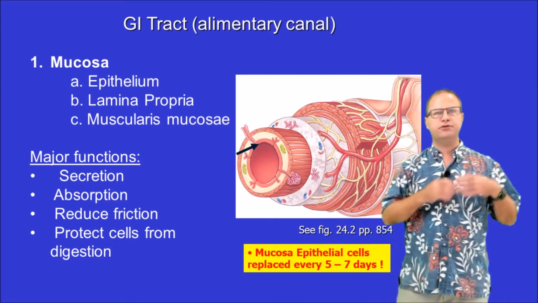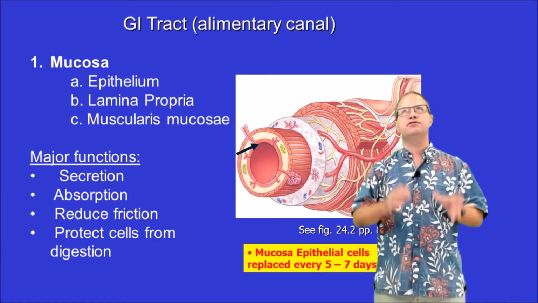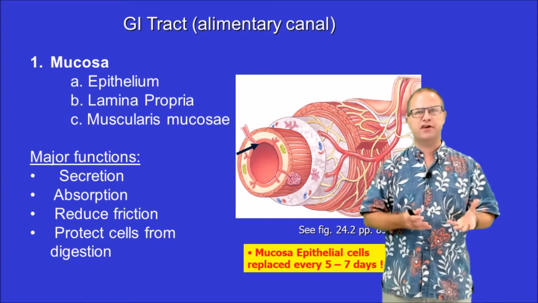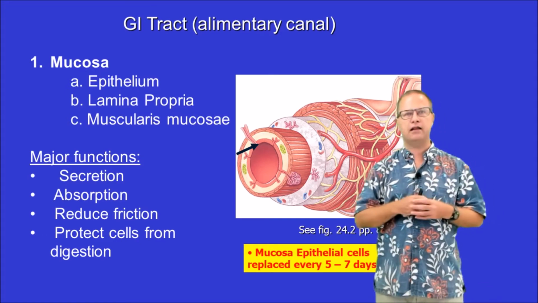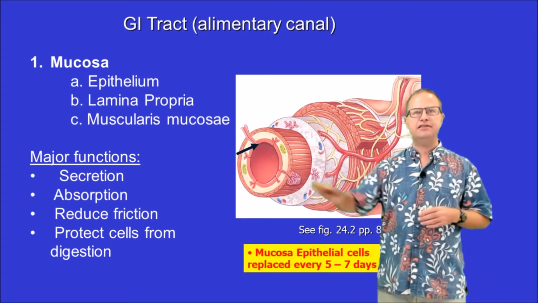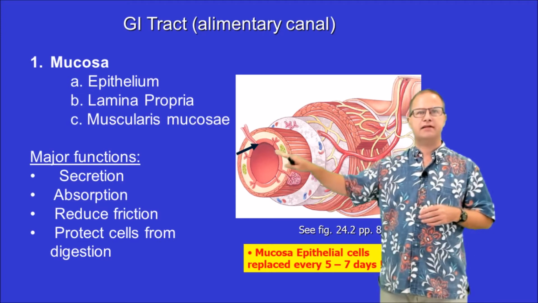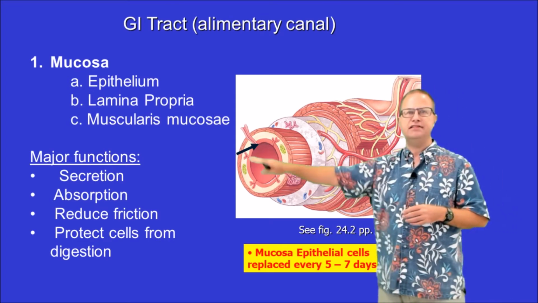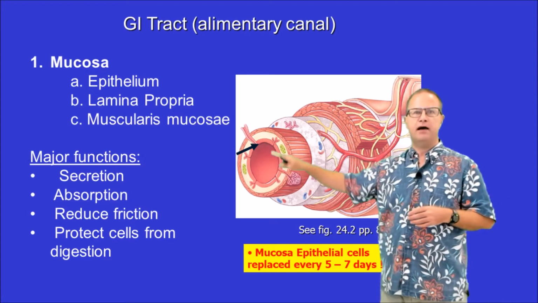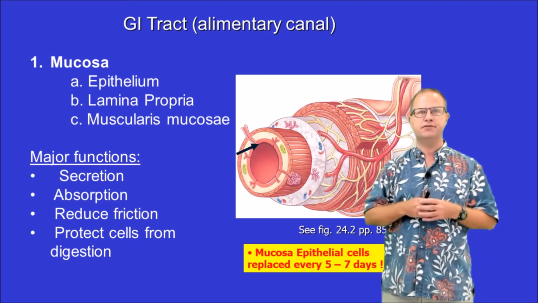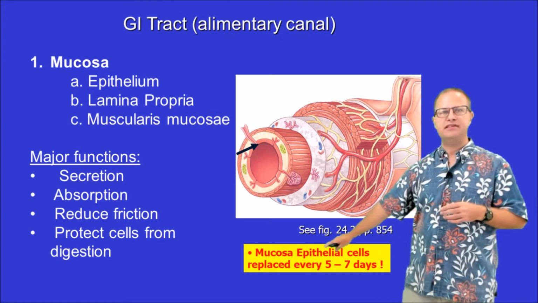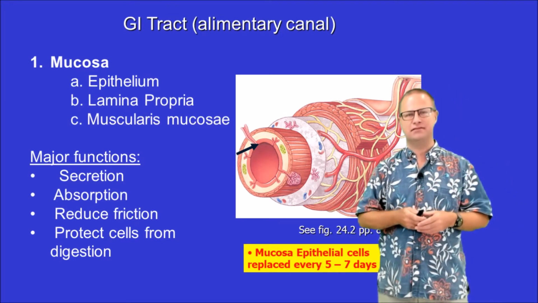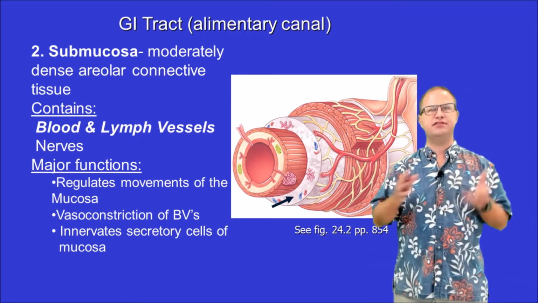The other thing is to reduce friction. Because the mucosal layer is producing lots and lots of mucus, that mucus helps to reduce friction and helps to move the food along the alimentary canal. And finally, this mucosal layer helps to protect underlying layers from digestion because we have a lot of caustic enzymes in here that are breaking down food molecules but could also break down our tissues. For that reason, we're replacing our mucosal epithelium every 5 to 7 days. That's tremendous.